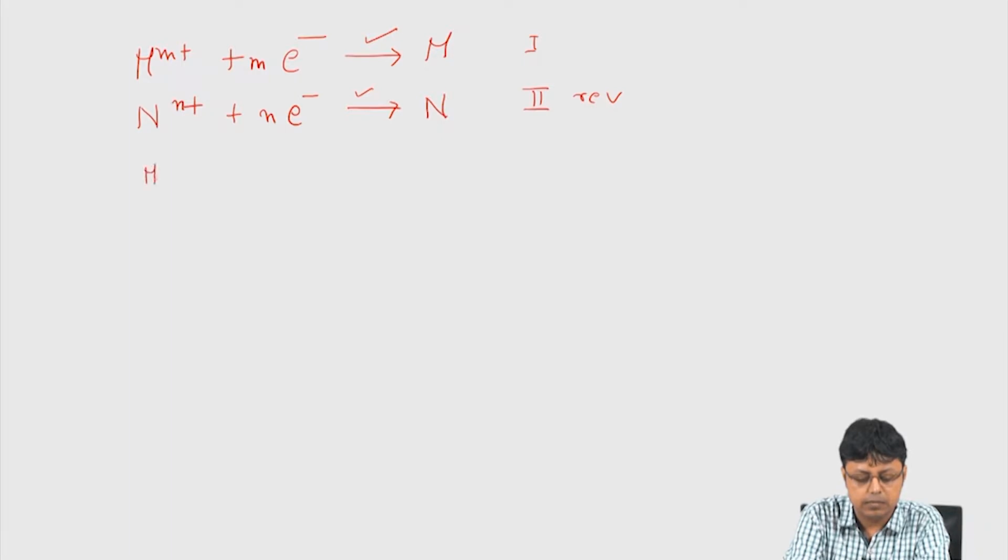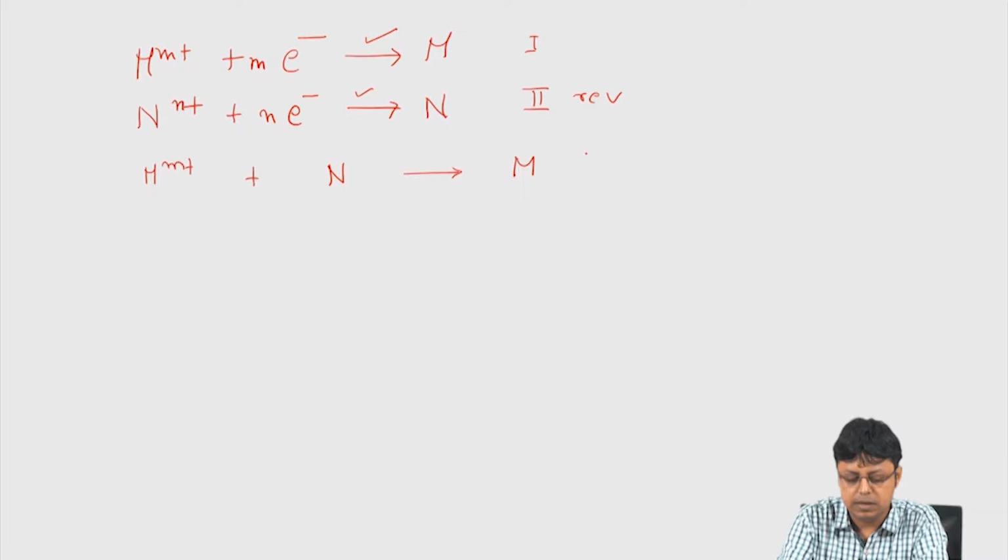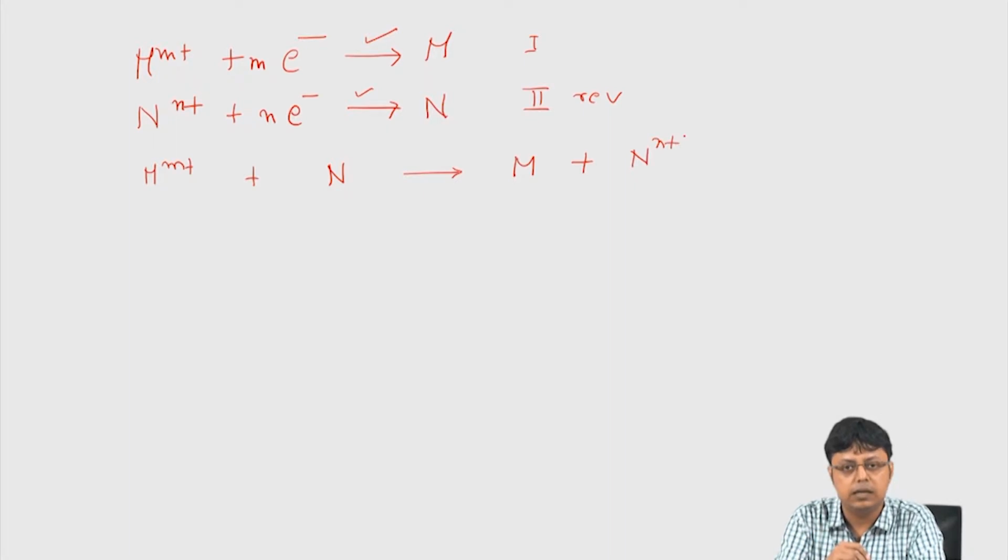M plus, N plus going into, sorry, we will take the difference between these two reactions. So, it will be N, and then we will have the metal M is getting reduced and N is getting oxidized. Of course, we do not have the electron balance here. So, we have to balance it here.